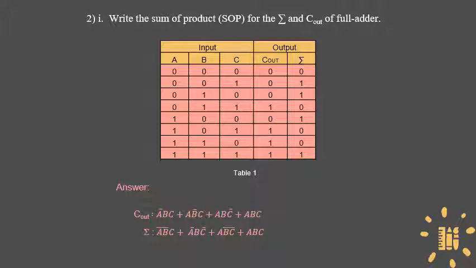SOP for output, sum and Cout. SOP is where the output equals 1. Then we assume the input 0 is A bar and input 1 is A. In this question, I need to create the Boolean expression based on the truth table.